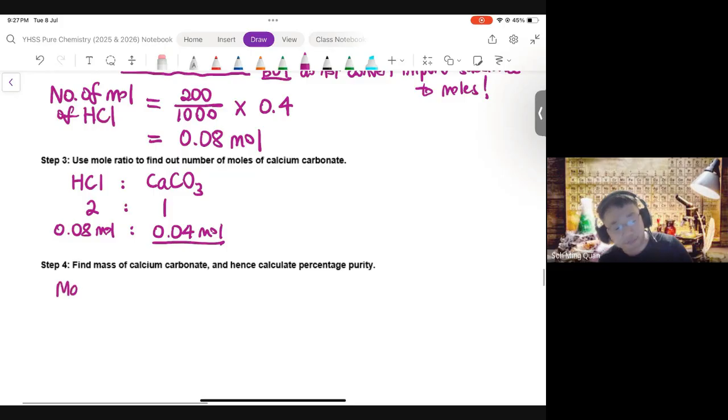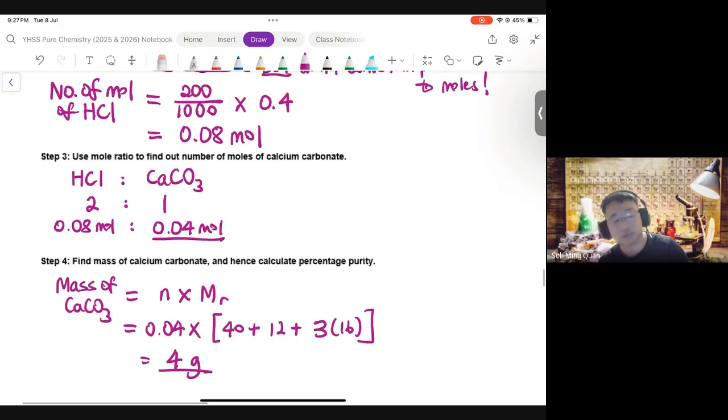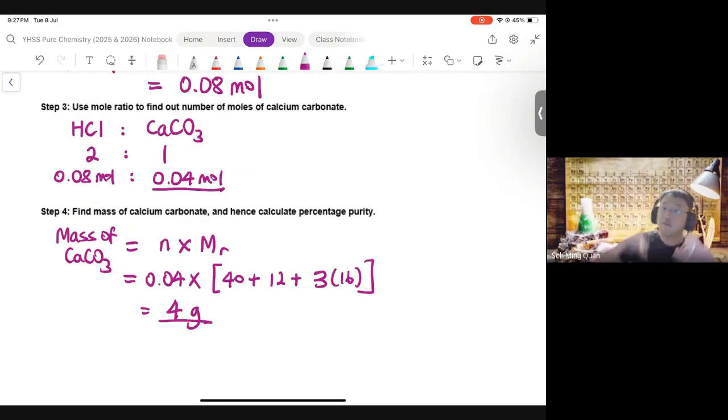Next step, find the mass of calcium carbonate. 0.04 moles times the MR. 0.04 moles times the MR of calcium carbonate, 40 plus 12 plus 3 times 16, which is 100. And this will give me 4 grams. So we are trying to say that we have worked out using the reaction, there is 4 grams of calcium carbonate inside the limestone sample.